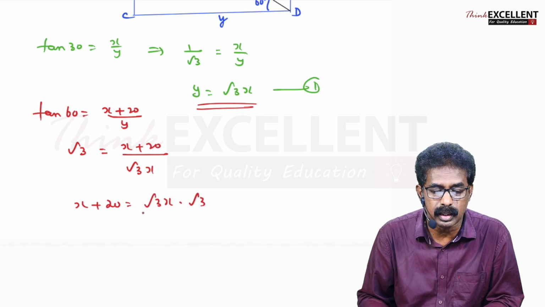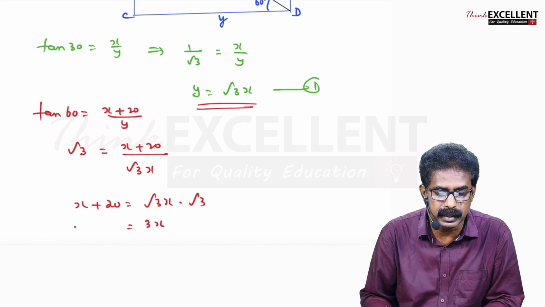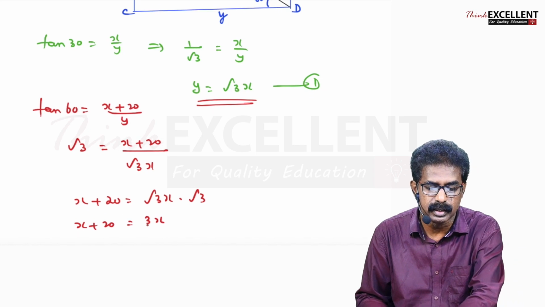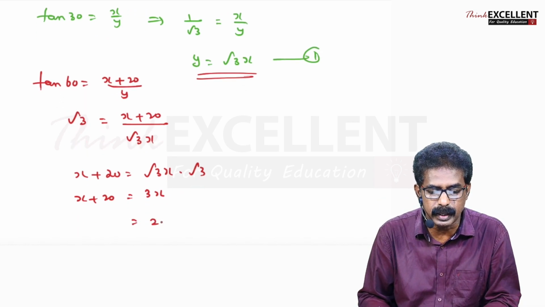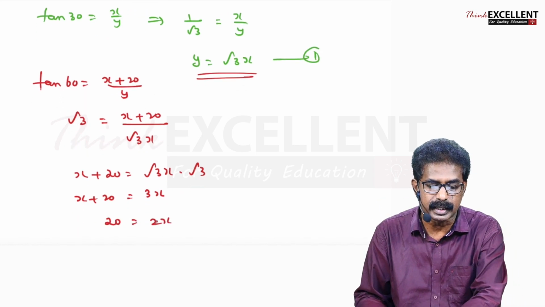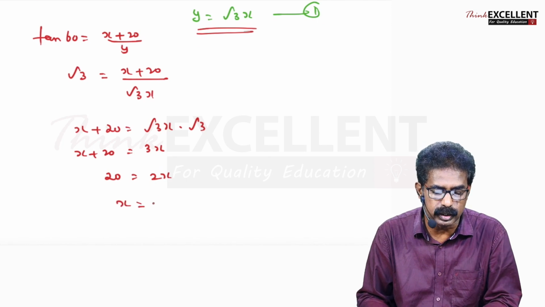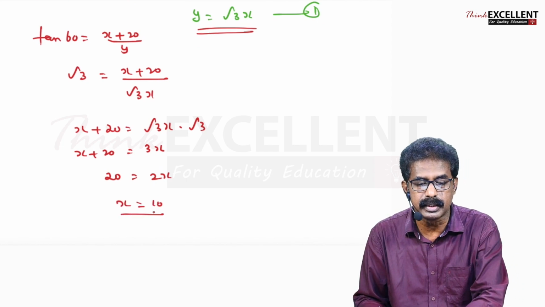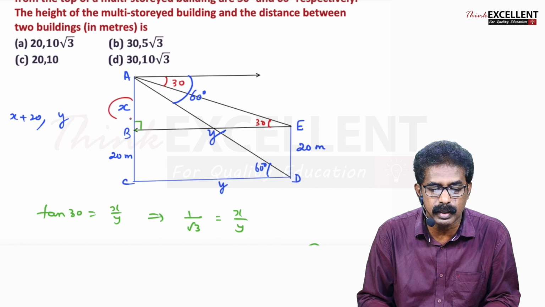So what you are getting here: X plus 20 is equal to 3X. So 3X minus X, 2X is equal to 20. So X is equal to 20 by 2, which is 10. X is equal to 10 means the X value you are getting is 10.